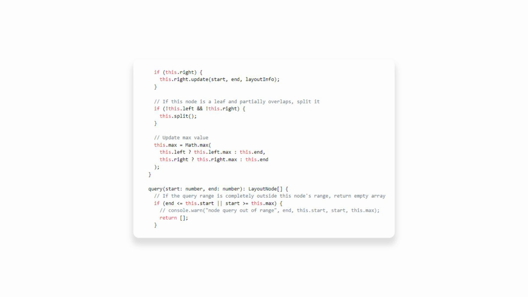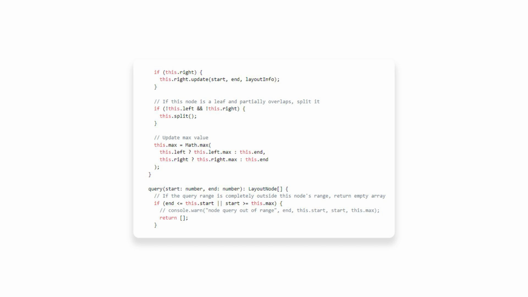3. Updating max value. The node's max value is updated to reflect the maximum of its own end value, or the max values from its left and right children if they exist. This helps maintain accurate node boundaries for efficient querying. 4. Query method.